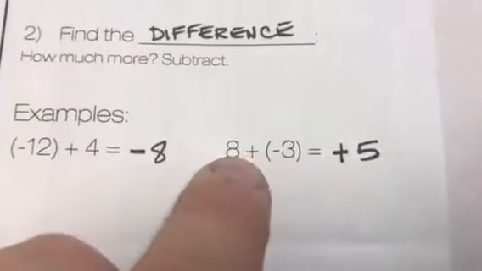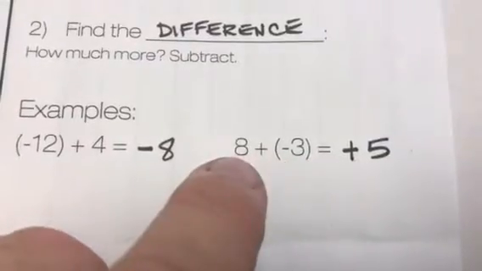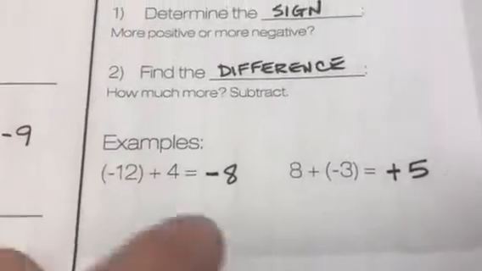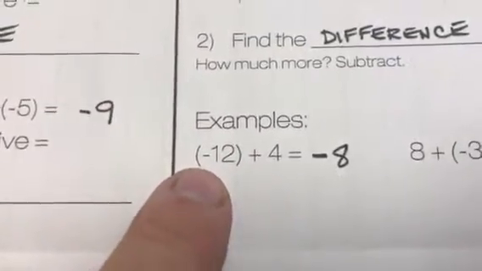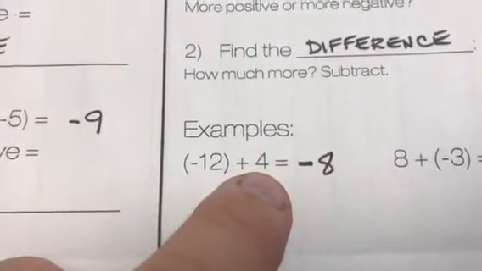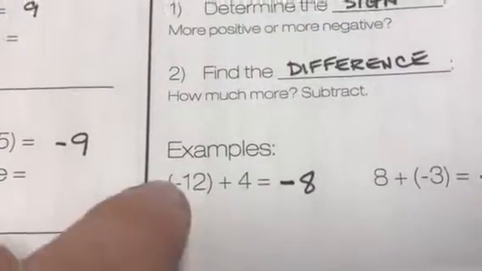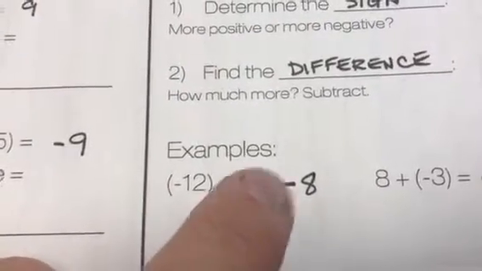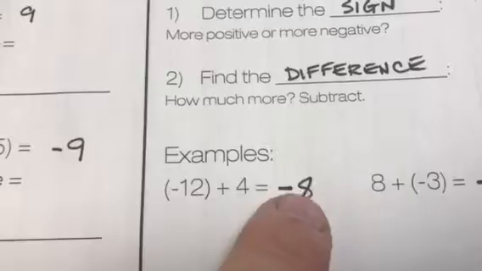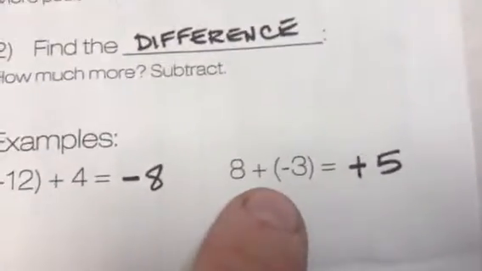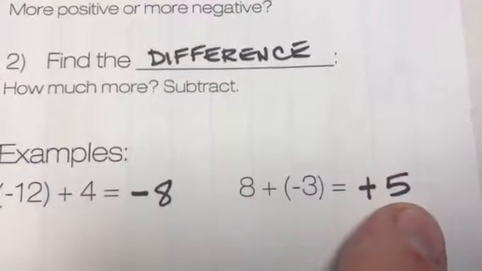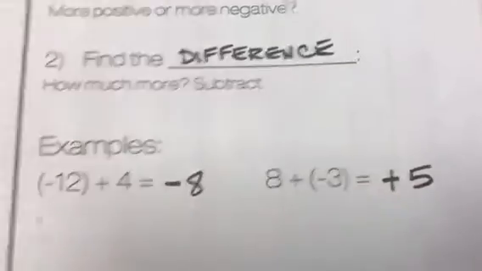Over here, 8 positive, 3 negative. We have more positive, so our answer is positive. We talked about these being like good guys and bad guys. I've got 12 bad guys and 4 good guys. So even with these good guys helping out, I still have more bad guys than I do good guys. So negative answer is what I got here. Over here I've got more good guys than I do bad guys. So that's how my answer becomes a good guy answer or a positive answer.